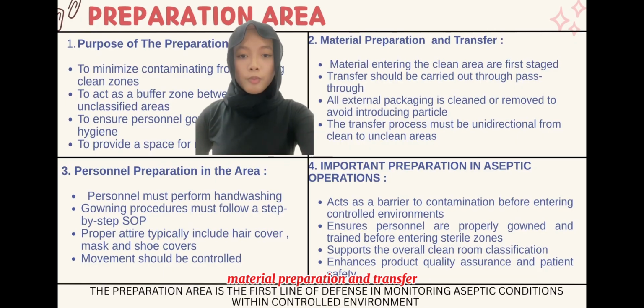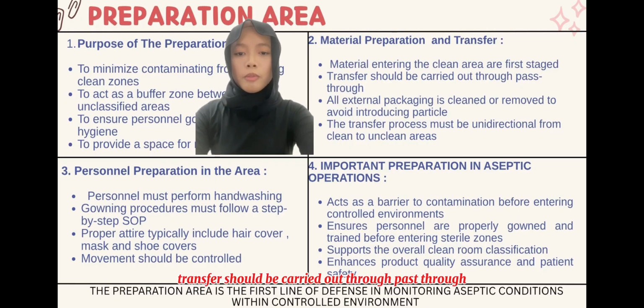2. Material preparation and transfer. Material entering the clean area are first staged. Transfer should be carried out through a pass-through. External packaging is cleaned or removed to avoid introducing particles. The transfer process must be unidirectional from clean to unclean area.